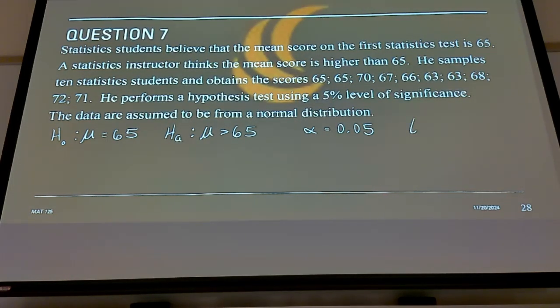So we need t sub alpha. To find alpha in a confidence interval, you subtract the confidence level from 1, but this is a hypothesis test. They're giving us the significance level already, which is 5%. This is not the confidence level. The confidence level would be 95%, and the significance level is 5%.